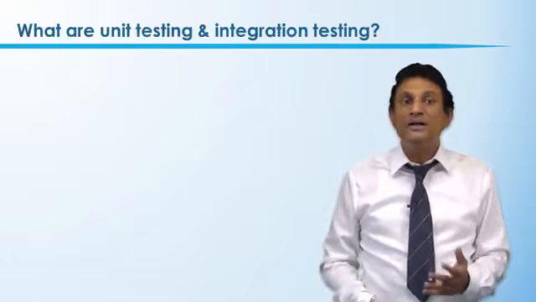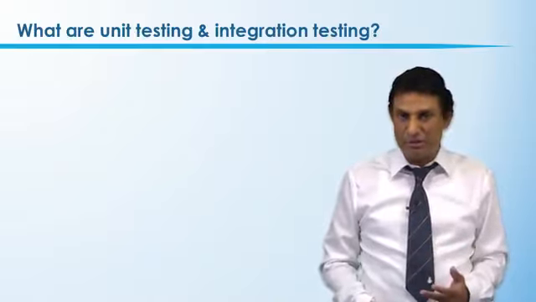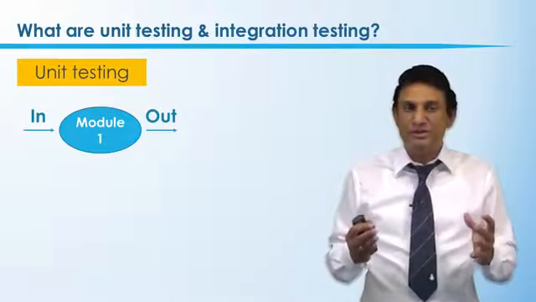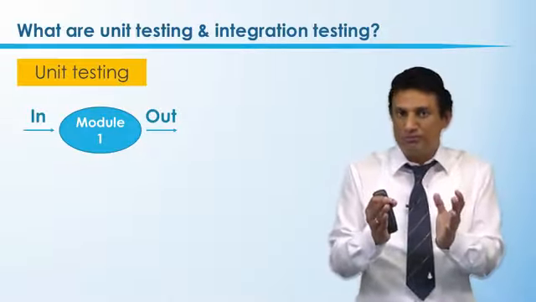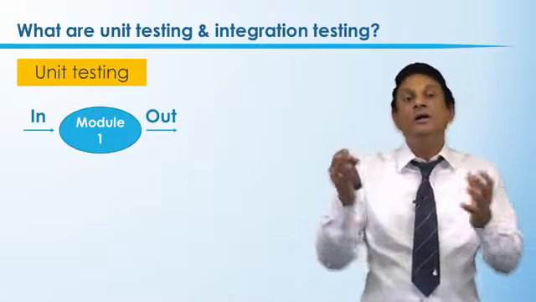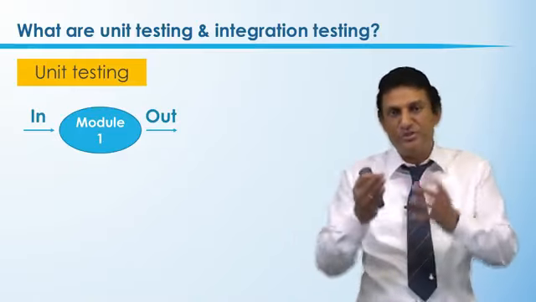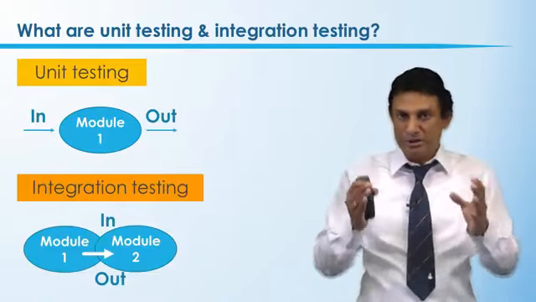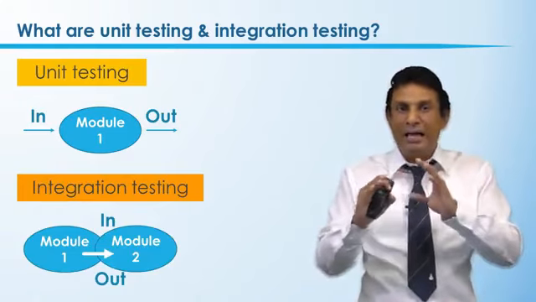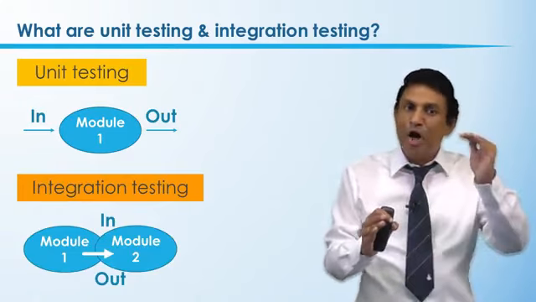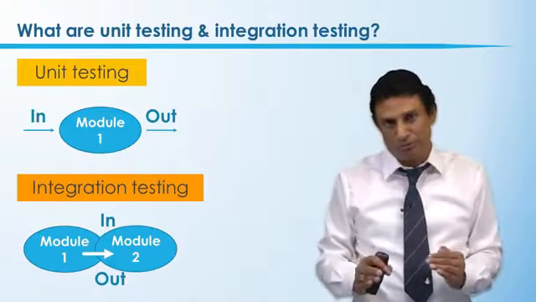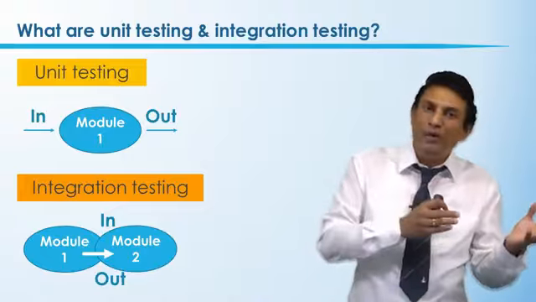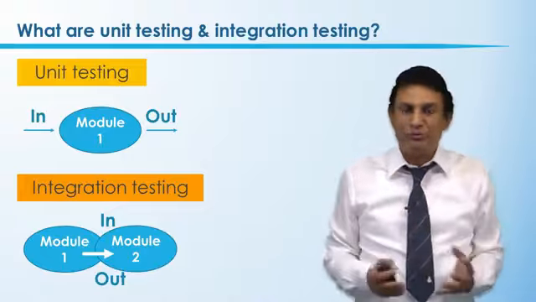What do unit testing and integration testing mean? A system may have many modules linked together. Unit testing means testing just one module: give an input, observe the output, and see if the module performs correctly. Then we look at integration testing. Integration testing means testing the interaction between modules. The output of module 1 could be the input to module 2, so that is called the interface between module 1 and module 2. We look at the interface between the two modules, and that's what we call integration testing.